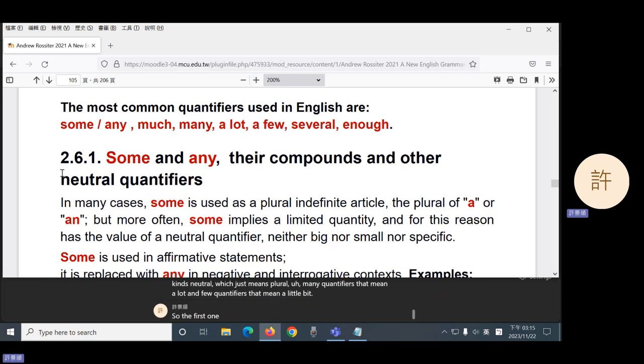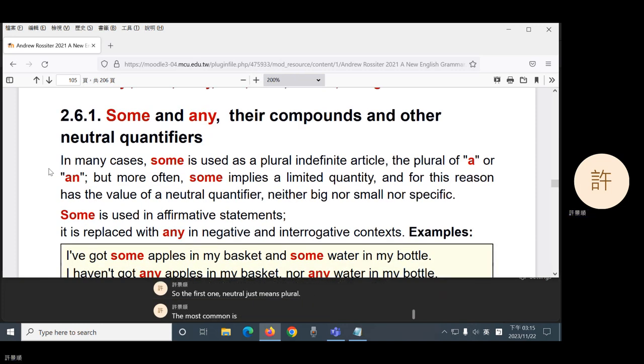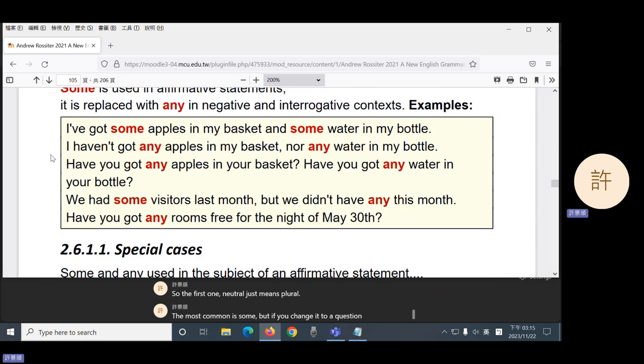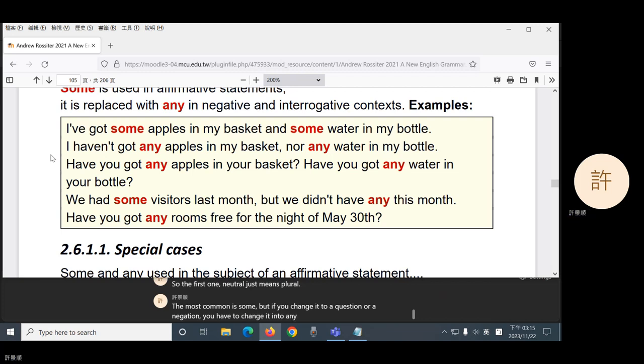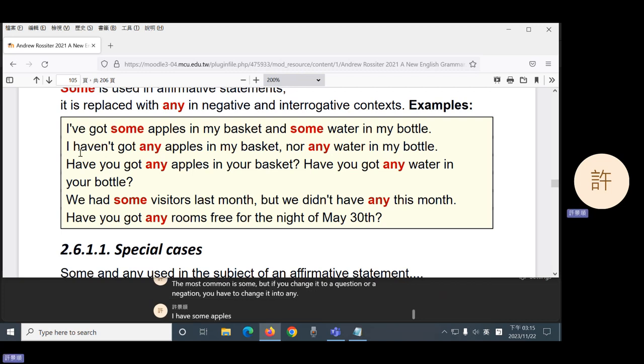So the first one, neutral, just means plural. The most common is some, but if you change it to a question or a negation, you have to change it into any. I have some apples, but I don't have any apples. We have some visitors, but do you have any rooms? So a positive indicative sentence uses some, but questions and negation use any. You can use some and any for countable and uncountable nouns, right? Some water, any water, uncountable, fine, no problem.